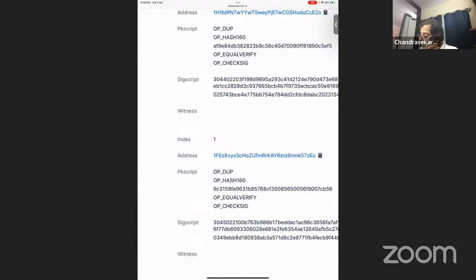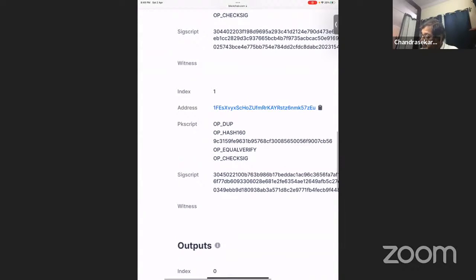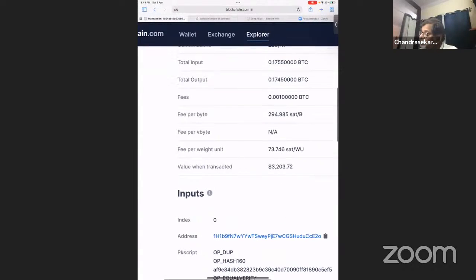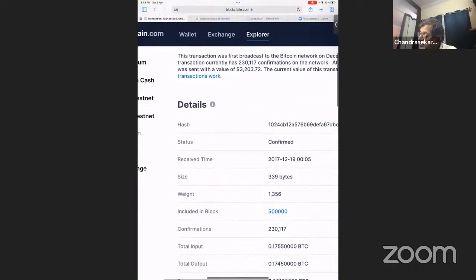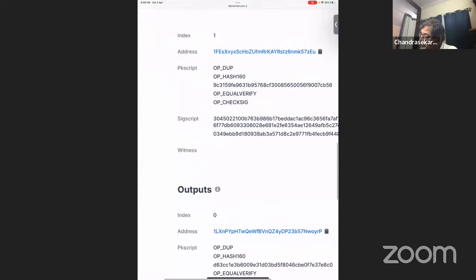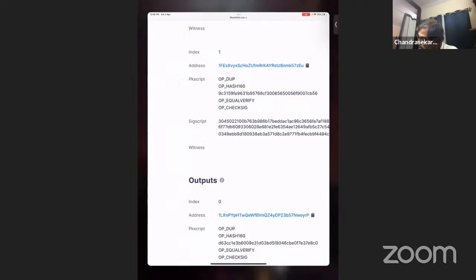OP_DUP, OP_HASH, followed by 20 bytes, the 160-bit hash, then OP_EQUALVERIFY, OP_CHECKSIG. This will be there. And then there is something that will be in the input; we will come to that. Input will have what is known as the SIG script. That is called the signature script.